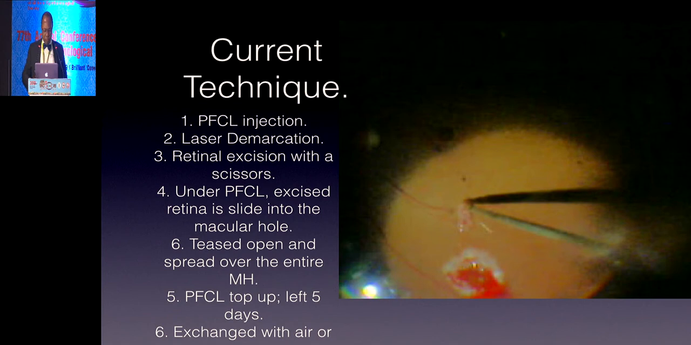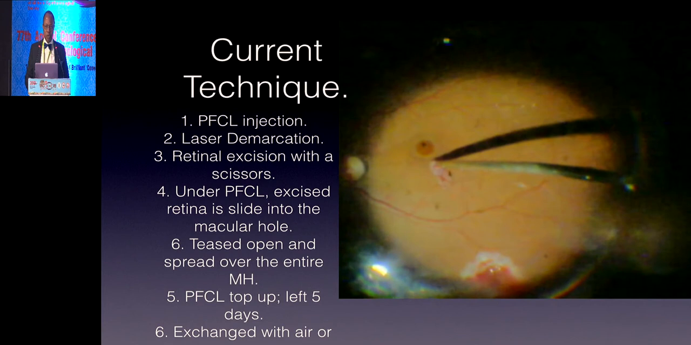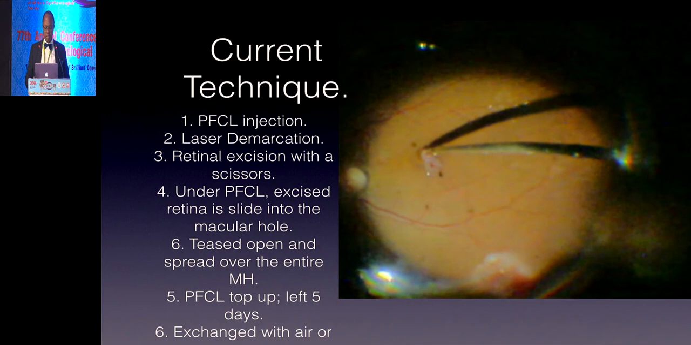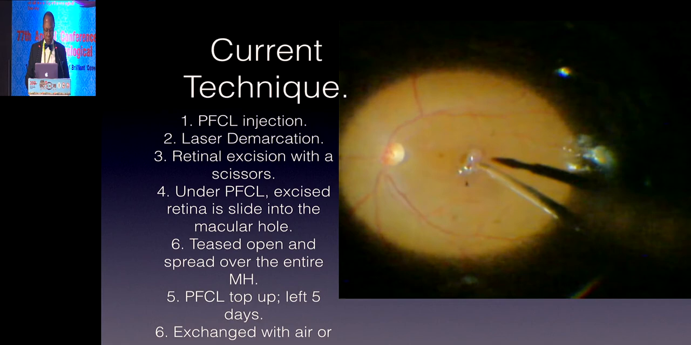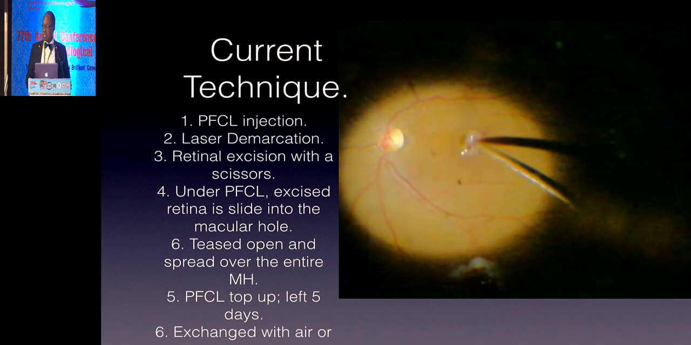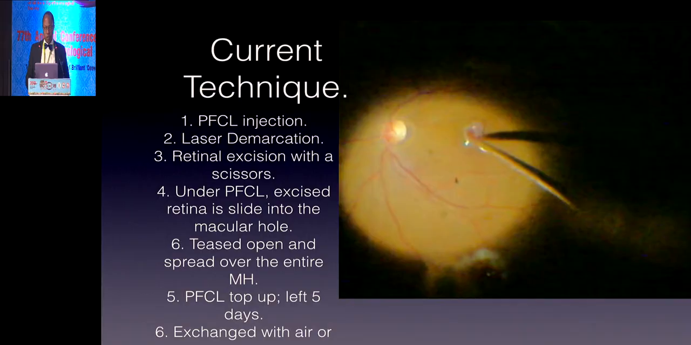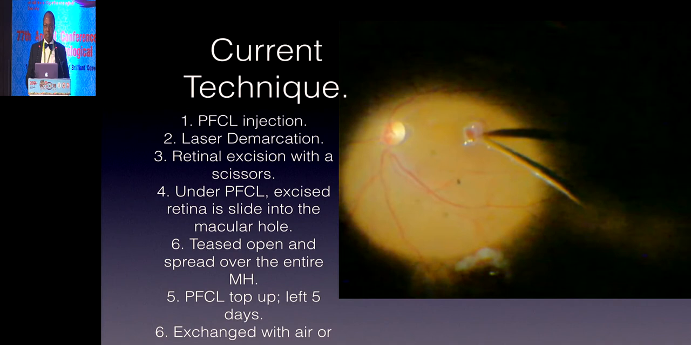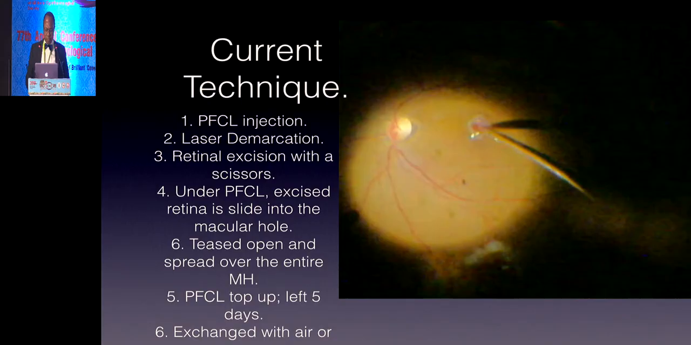Typically these are post-vitrectomized eyes, so we fill the eye with perfluorocarbon and laser demarcate the area we hope to harvest. It could be superior, inferior, or nasal, and we excise a piece of tissue from the demarcated area, and under PFCL guidance, this excised piece of tissue is slid into the macular hole. It is teased open and spread over the entire macular hole, as is shown. The PFCL is topped up to the level that we deem adequate and left for 5 days, and after these 5 days, we notice that there's enough adherence to perform either an air exchange or a gas exchange. In all the cases that I described, three of them had an air exchange only. Only the last patient had a gas exchange, for reasons I'll discuss later on.